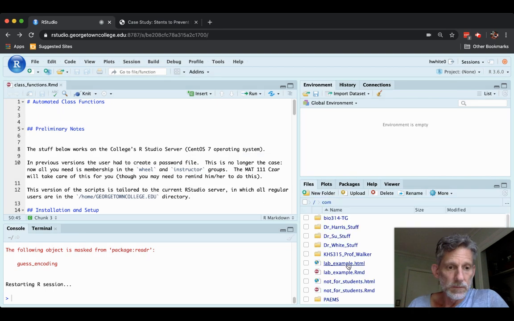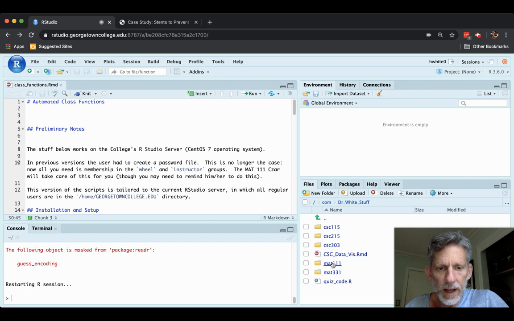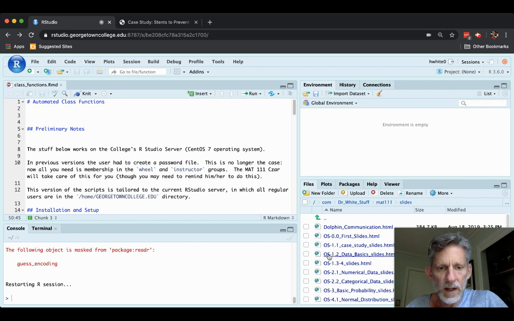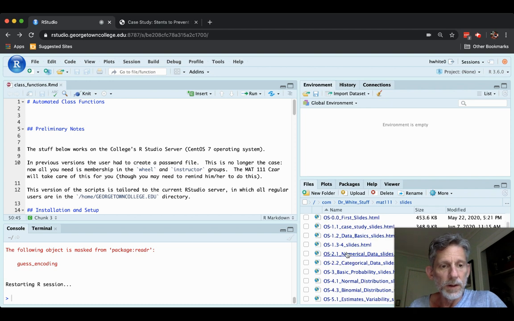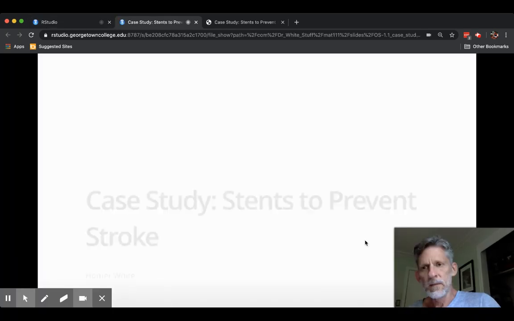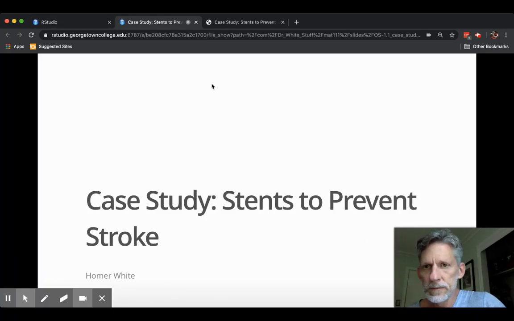And it may take a moment, but eventually the server will show you all the folders in the common folder, and you go to Dr. White stuff, and Mat 111, and the slides. And you look for the Section 1.1 Open Intro Statistics slides, OS 1.1 Case Study slides. Click that blue text, and between these two options, you want to choose View in Web Browser. And they'll pop up for you.